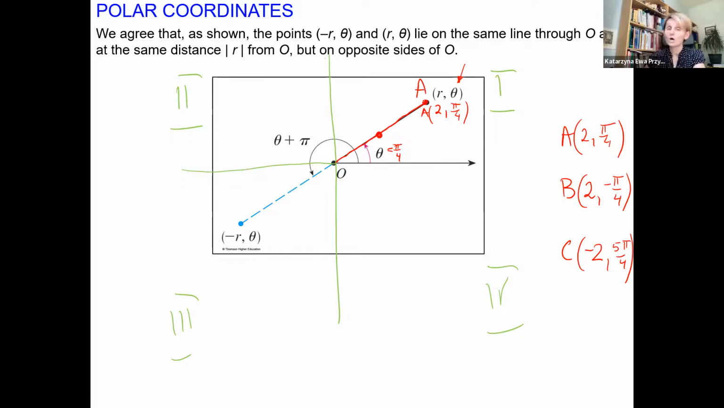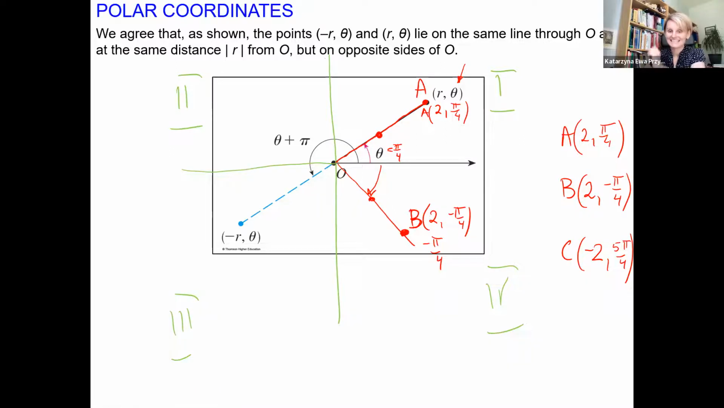Okay, now B. In which quadrant will we plot point B? 2 negative pi over 4. The R is positive, which means the same quadrant as the given angle. The given angle is here, negative pi over 4, and 1, 2. This is point B. Perfect. 2 negative pi over 4. Excellent.